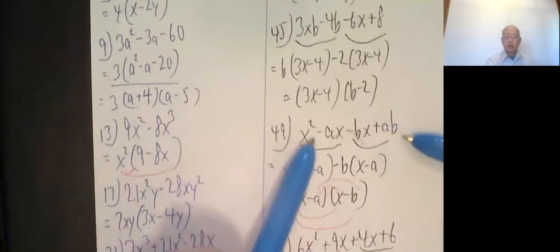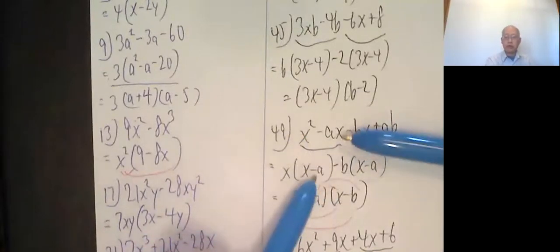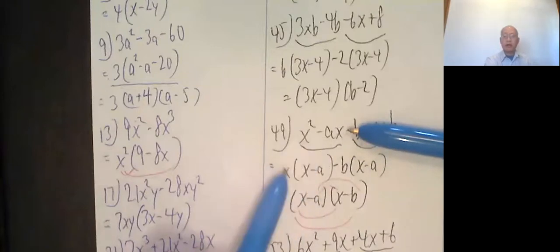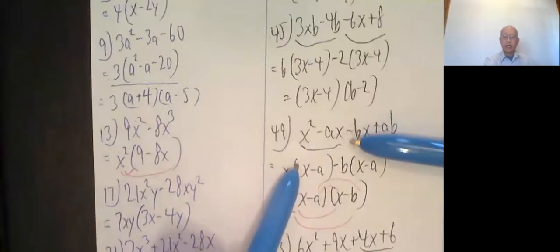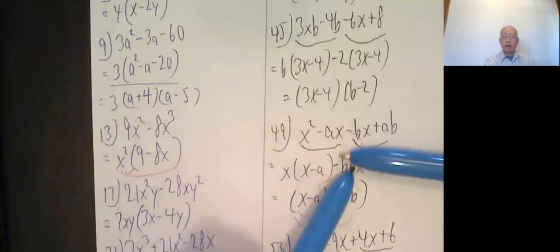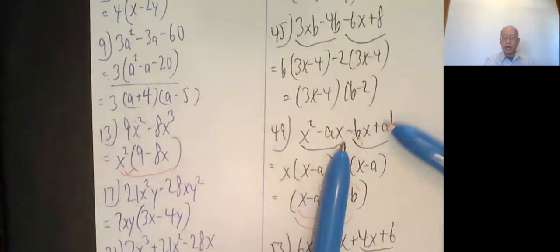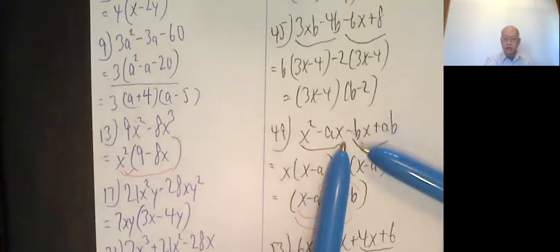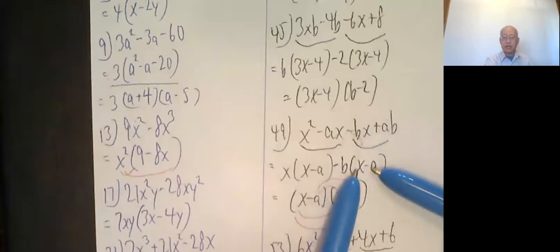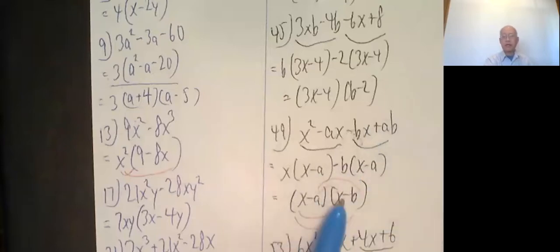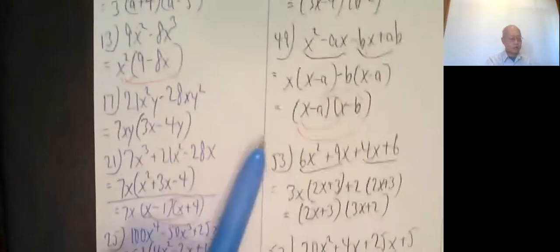Okay, this one, again, there's 4 terms, 1, 2, 3, 4. So do them pairwise. Common factor here is x, x minus a. So automatically, I know I'm going to have x minus a. I might as well just put it down, x minus a. And how do I get that? Again, I notice there's a sign change, so I should take out a minus and a b. So negative b, x minus a. Pull out the x minus a, and what's left behind? X minus b.